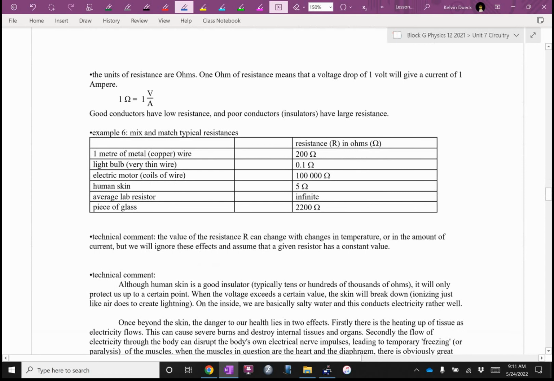What are the units for resistance? Ohms. Current is measured in amps, coulombs per second. Voltage is measured in volts. That's the easy one. Joules per coulomb. Resistance is measured in ohms, 1 ohm, and the symbol for ohms is that, the Greek letter omega.